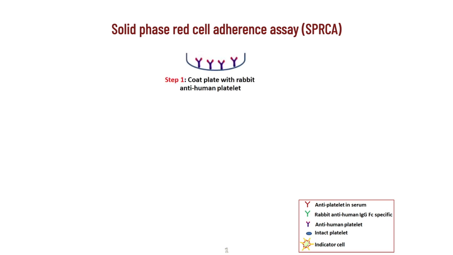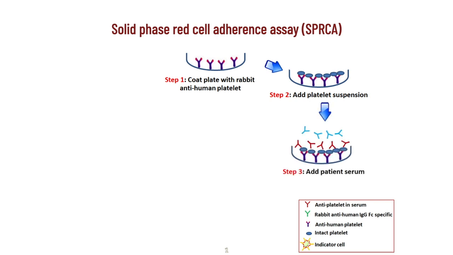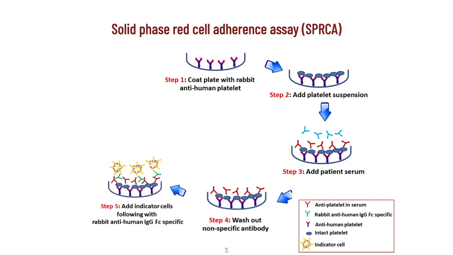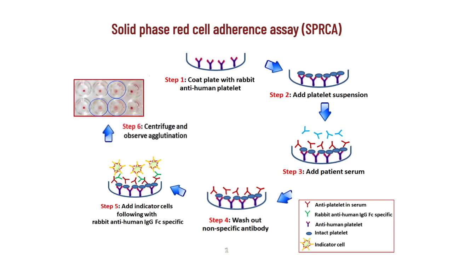In this test, rabbit anti-human platelets is pre-coated onto a microtiter plate. The platelets are then captured into the well by the pre-coated rabbit anti-human platelets. If the patient has antiplatelets, after loading of serum, the antibody will react with the captured platelets in the well. After washing out non-specific immunoglobulins, IgG-sensitized red blood cells followed by rabbit anti-human IgG Fc specific are added. In case of positive antiplatelets, indicator cells will be immobilized to platelets by anti-human IgG Fc specific and agglutinated after centrifugation. By this technique, only presence or absence of antiplatelet can be reported. To further identify the antibody, other tests must be performed, such as MAIPA.